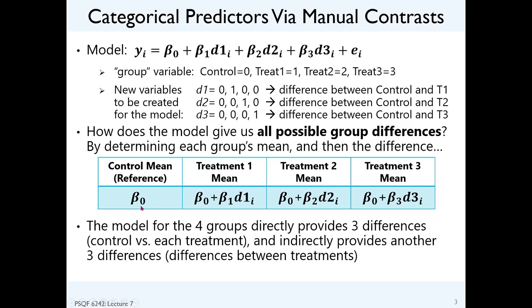So beta 0 is always the fixed intercept. It is the expected outcome when your predictors are 0.